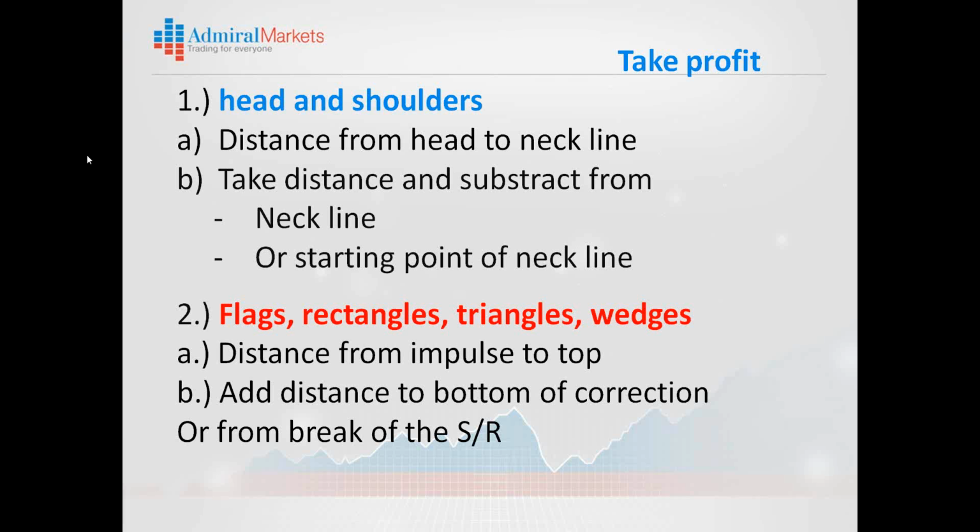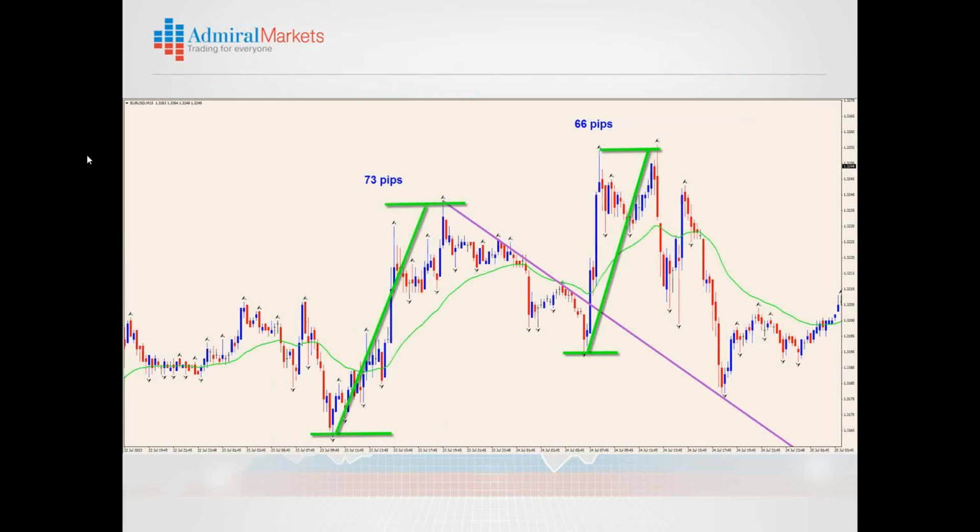So same for the flags, basically, as well. We can measure that distance from impulse to top and then add that to the correction. For example, this is an example of the Eurodollar 15-minute chart, and as you can see, it's more or less roughly the same, 73 pips, and the second one is 66. So just a tad difference there, so beware of that as well. It's just a general guideline, of course, although it's pretty close.